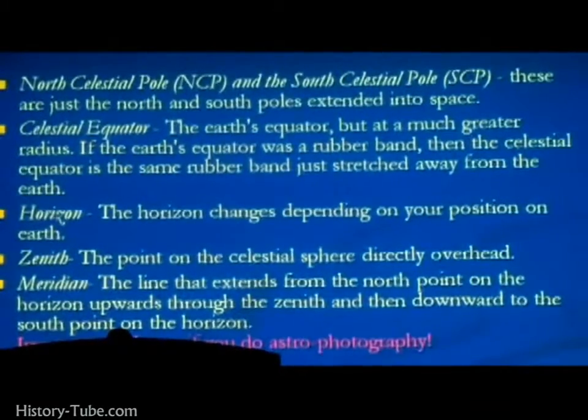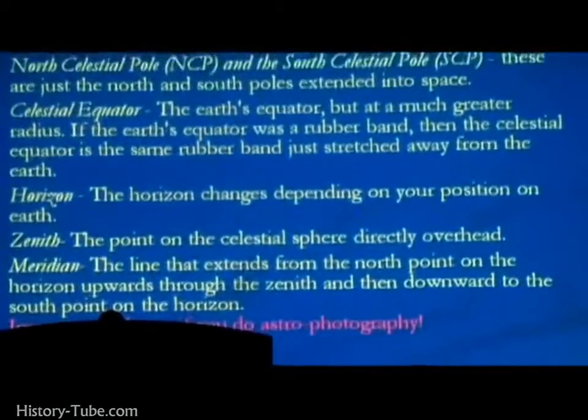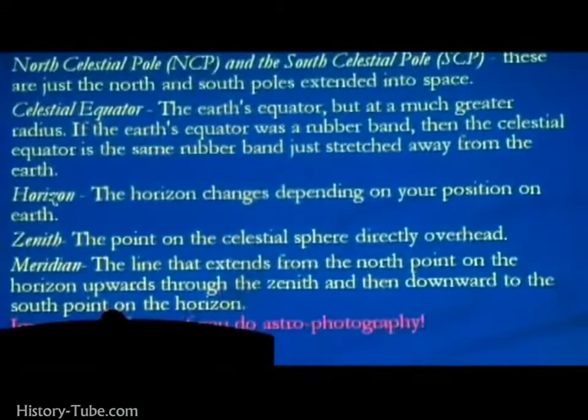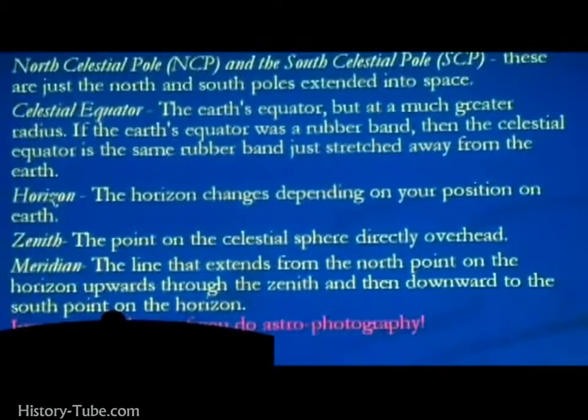Zenith is the point directly overhead, the point on the celestial sphere directly overhead. So when we say that an object is at zenith, you can think of it as being exactly 90 degrees above the horizon. The meridian is the line that extends from the north point on the horizon upwards through the zenith and then downward to the south point on the horizon. So if you were to face directly north and draw a line straight up through the sky all the way to the south, it's going to bisect the sky in half. And that line is called the meridian.